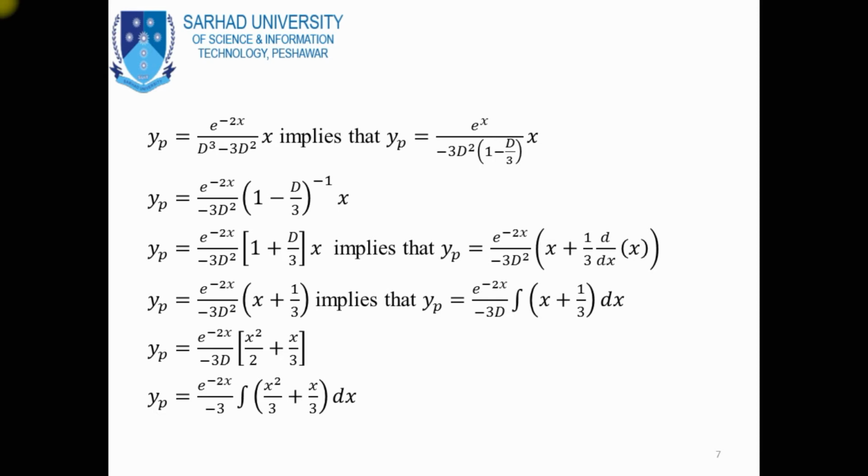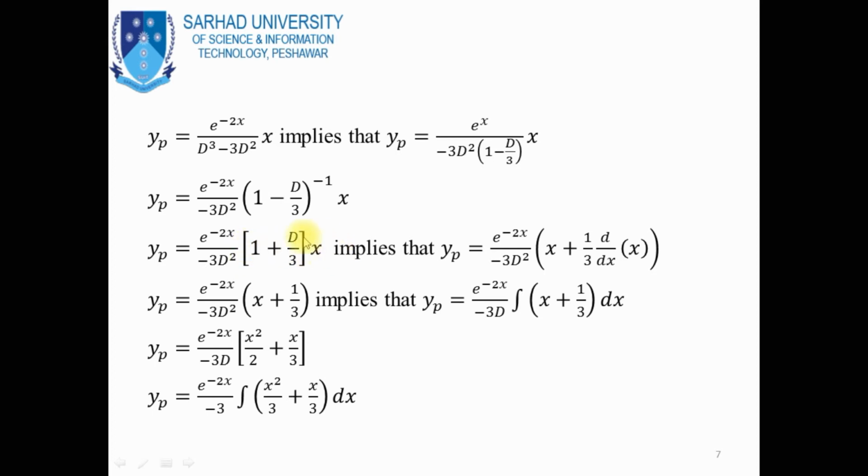But since this polynomial has degree 1, so we need only the first two terms of the theorem, 1 plus nx. So this is n and this is the x term in the binomial expansion, 1 plus x power n. So 1 plus nx, now this is the n, multiply this n with this second term, so 1 plus d by 3 into x. Now implies that neglecting the d square in the higher power of d, we obtain e power minus 2x divided by 3d square into 1 plus d by 3 into x.